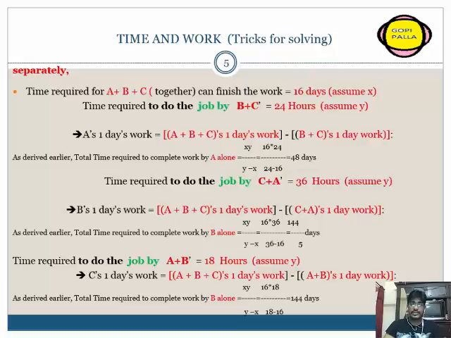Hope this simplifies and reduces your time of solving in your examinations. Hope you understood the problem.